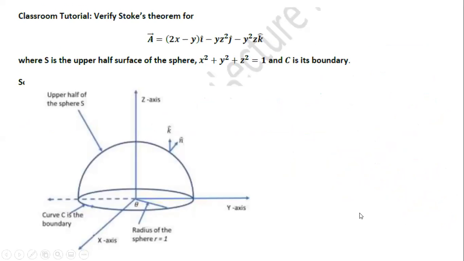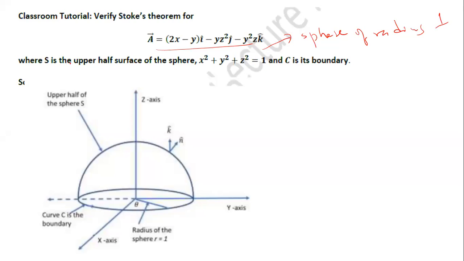I think this will be clear to you if you look at this surface. Here, the question is to verify Stokes' theorem for this particular vector field, where S, the surface under consideration, is the upper half of the sphere given by this. This is the equation of a sphere, x square plus y square plus z square equal to 1, a sphere of radius 1.